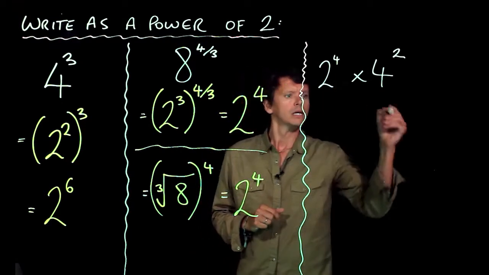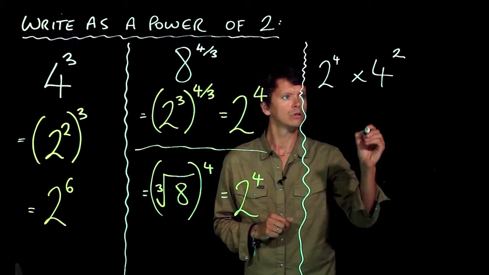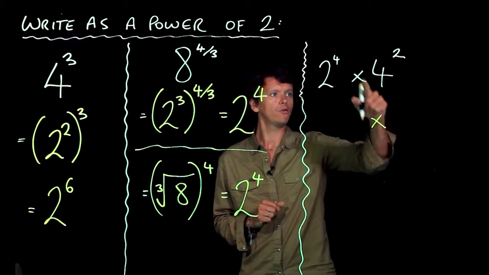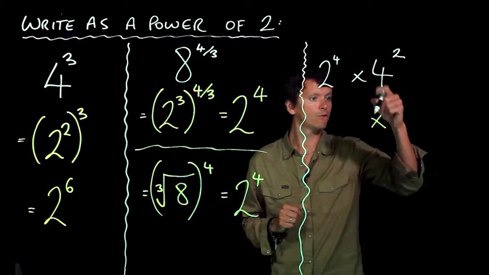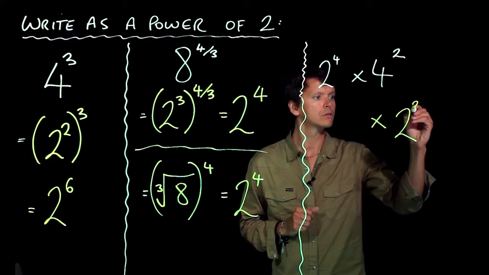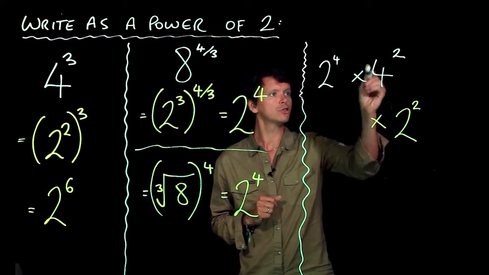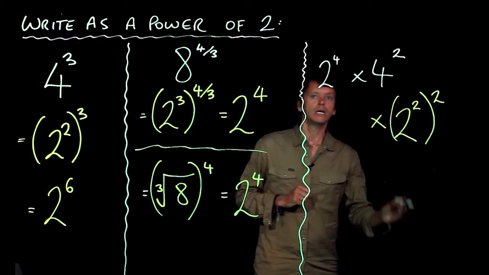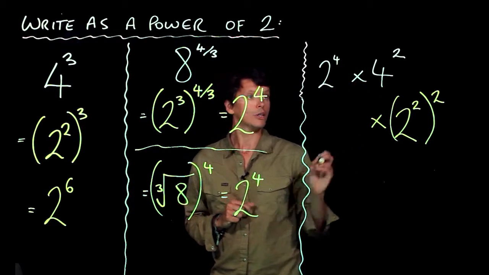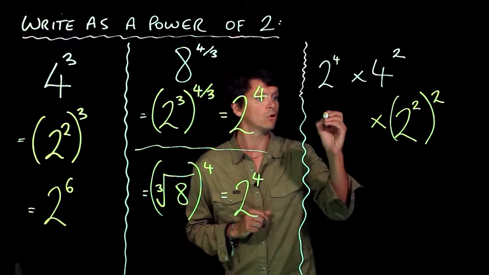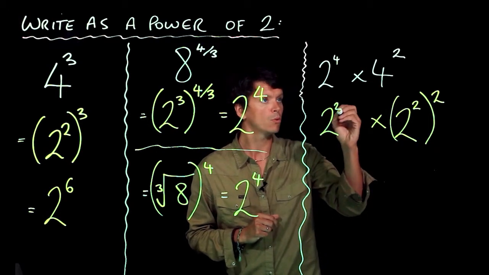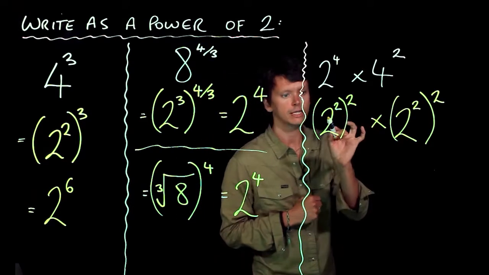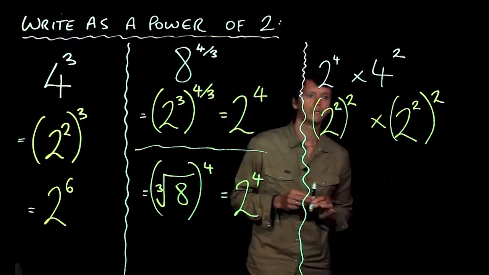So, I'm going to deal with this second one first, actually. 4 squared. If we notice, like we did over here, 4 is 2 squared. And we've raised 2 squared to the power of 2. We know from another one of our rules of indices that 2 to the power of 4 is the same as 2 squared all squared. Why? Because that's 2 to the power of 2 times 2.